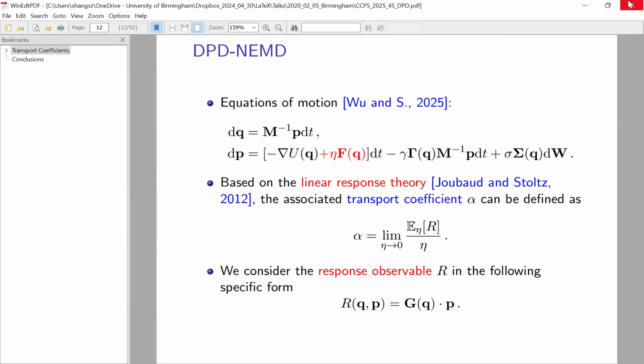As you can see, here we fix eta, which is the strength of the force, but measure this response R. So R here is the response observable. In this particular paper, for simplicity, we choose this particular form of the response observable, but it can be extended to some other forms as well. So the choice here is just for simplicity. It's just a function of Q times momenta here.